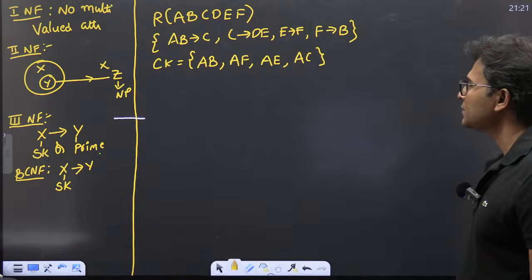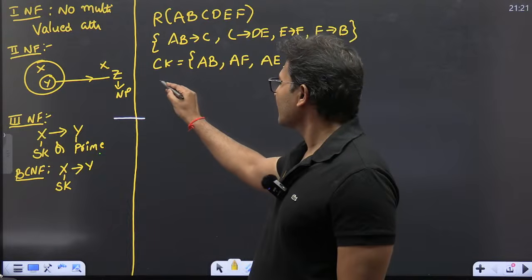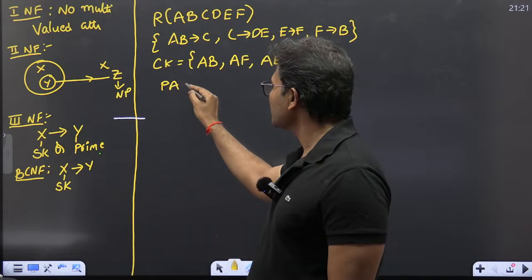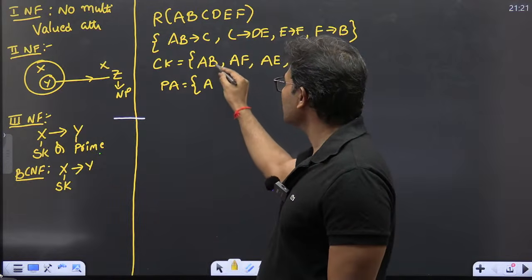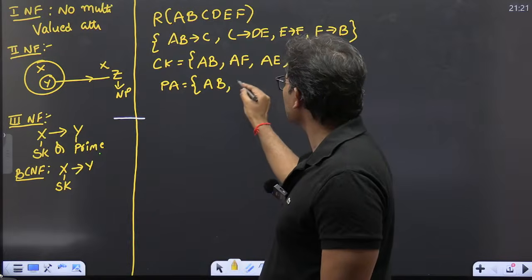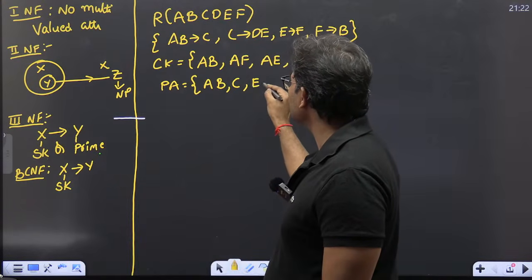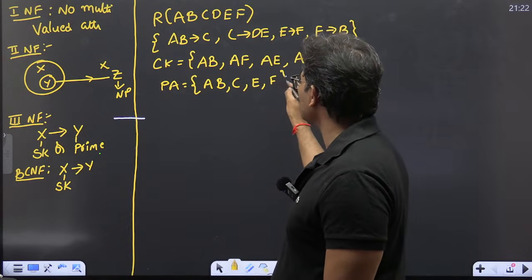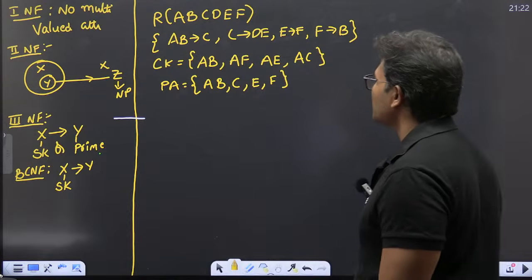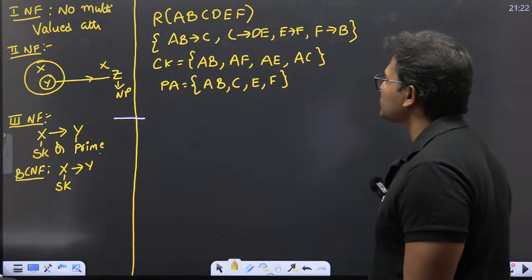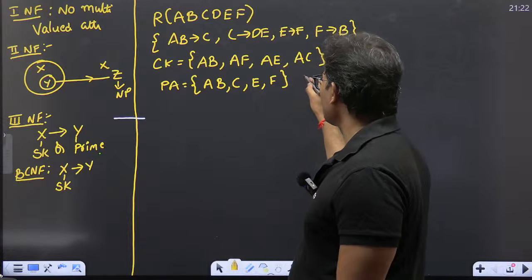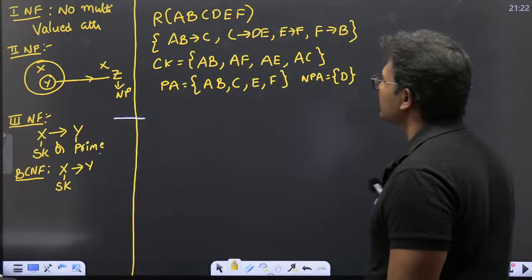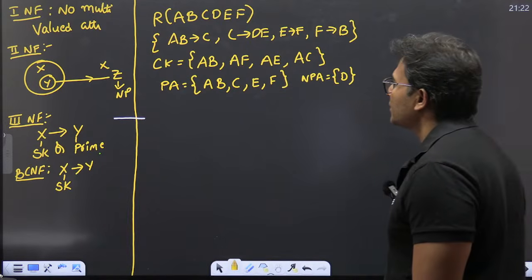Okay, now let's see this. We have to find out what are all the key attributes or prime attributes. So A is a prime attribute, B is a prime attribute, C is a prime attribute, E is a prime attribute, and F is too. D is not there in any candidate key. So almost everything is a prime attribute except D. The non-prime attribute is D.